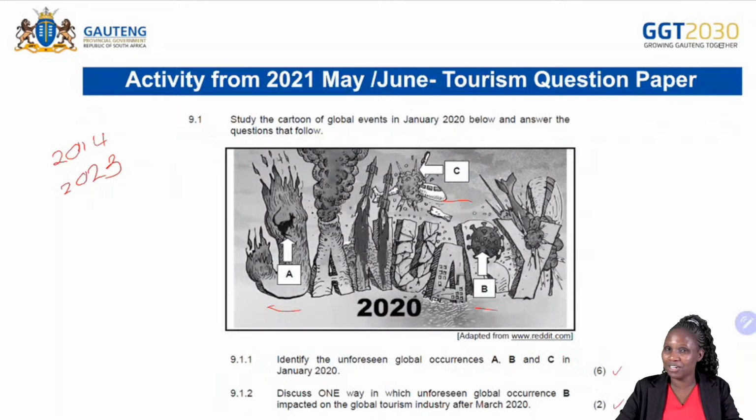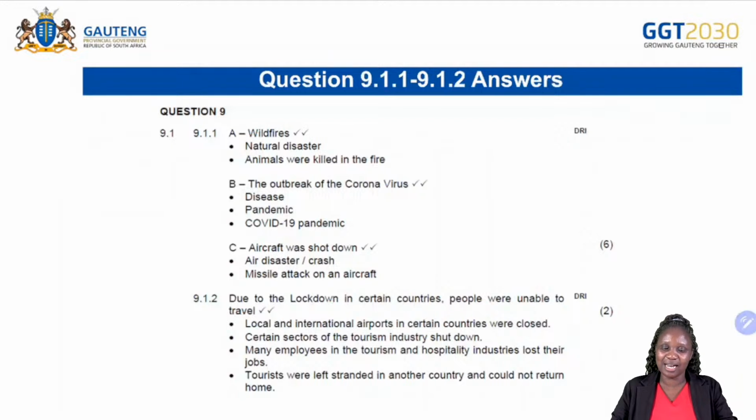All right, great. Top learners, hope you are done answering the questions. Let us look at the answers together. Remember, every time we do a topic, take a past question paper. Answer the question based on that topic, and then download the memo and you mark your work. You will see that you are going to make it. All right.